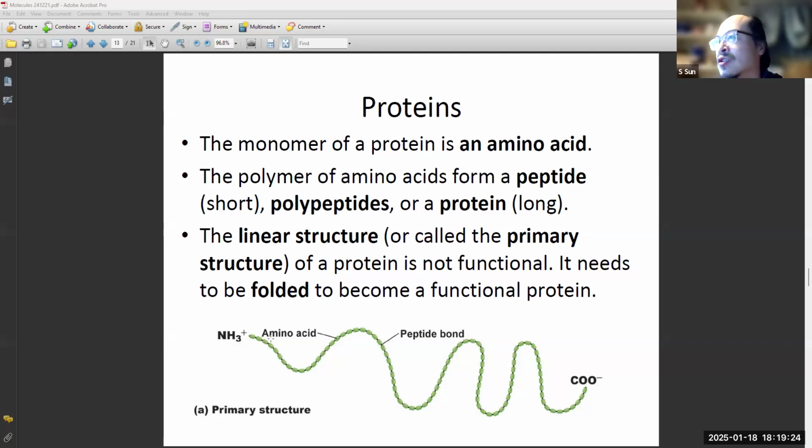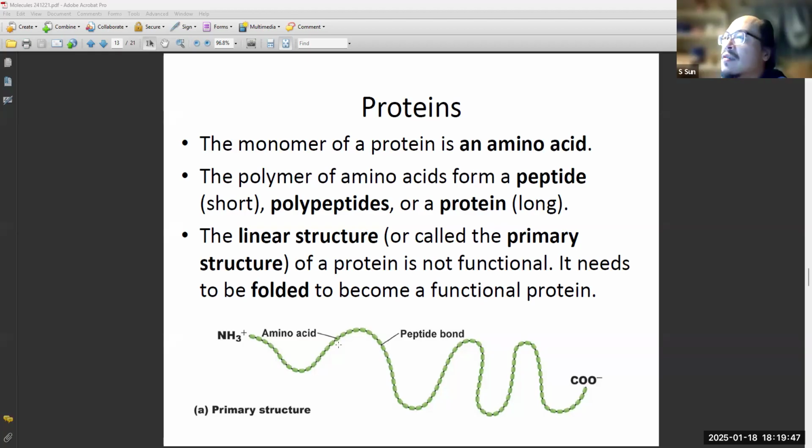So this is the structure of the protein. This is a linear structure. It's also called primary structure. You can see that it's a string of amino acids. So it's very easy to recognize or to appreciate that this is a polymer from the combination of the monomer.